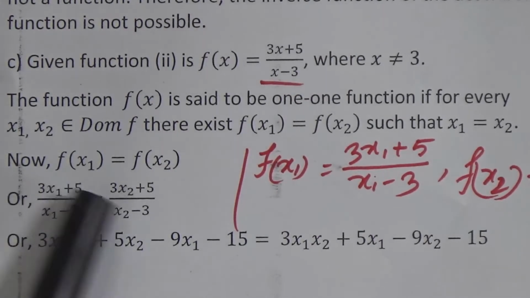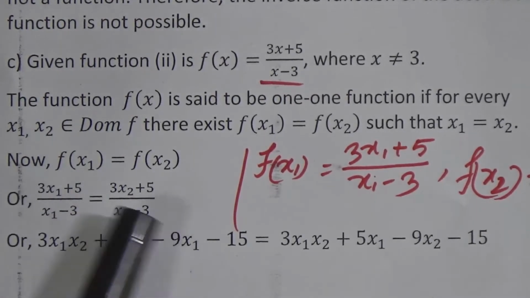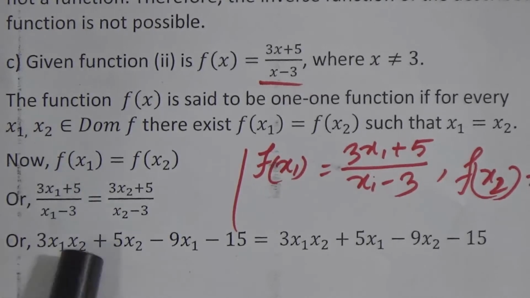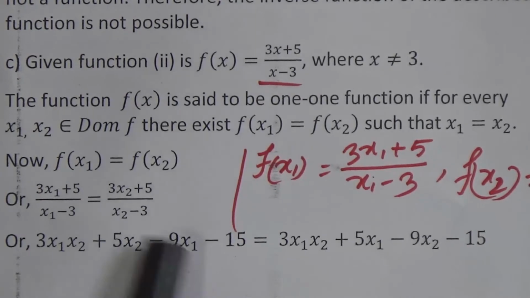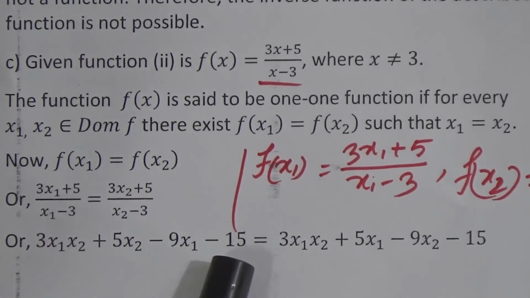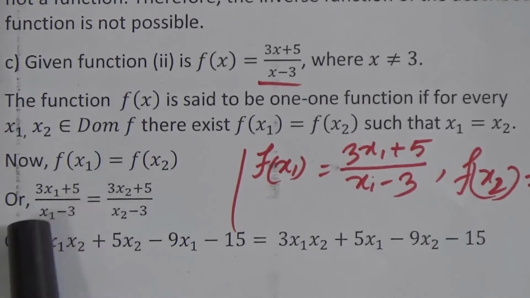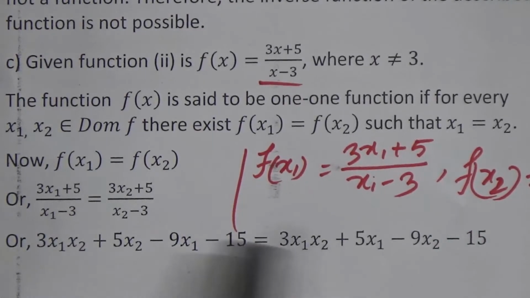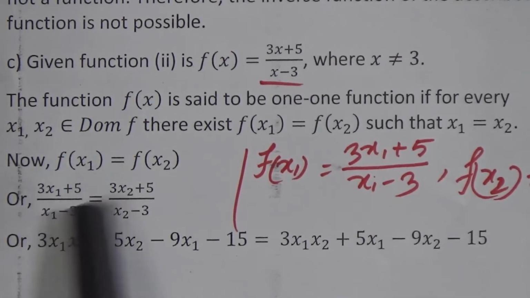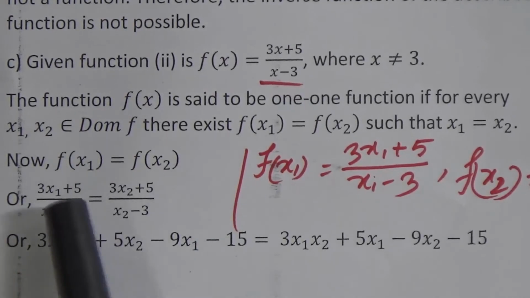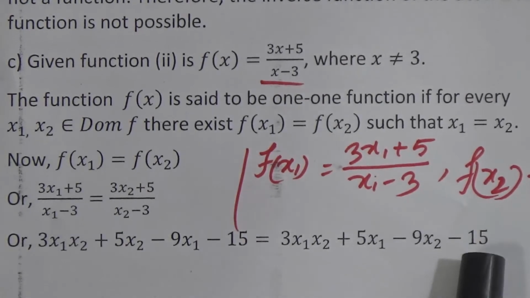We need to multiply diagonally. If we multiply, this will be 3x1x2 and then 5x2, then minus 3 3s are 9x1, and plus and minus is minus, 3 5s are 15. Then here is equal, then multiply this diagonal, 3x1x2 here, then 5x1, then we have to multiply by minus 3, so minus 3 3s are 9x2, plus and minus is minus, 3 5s are 15.